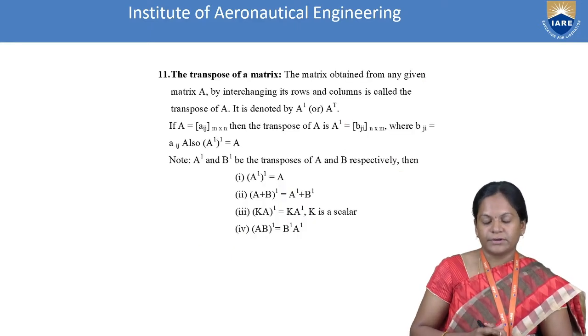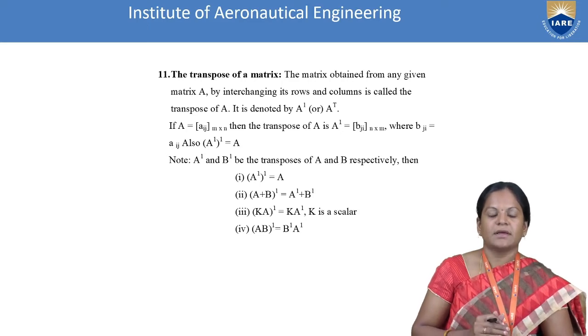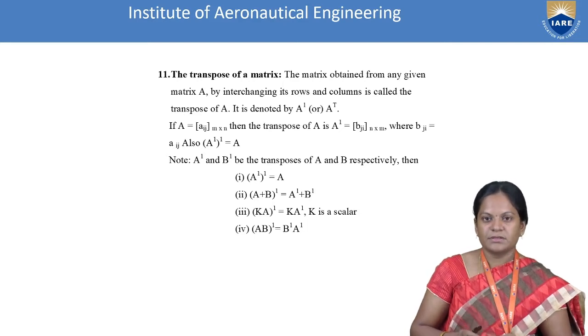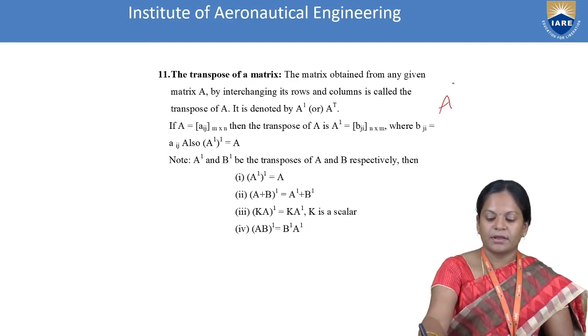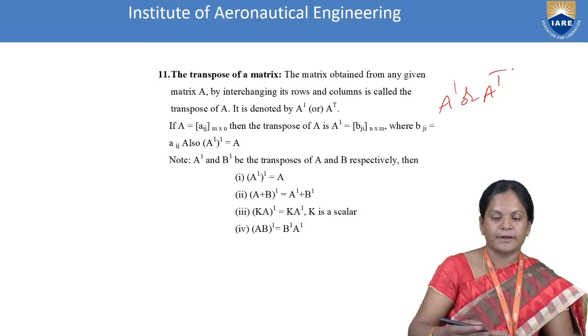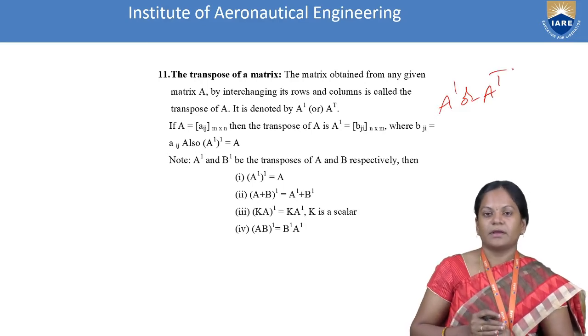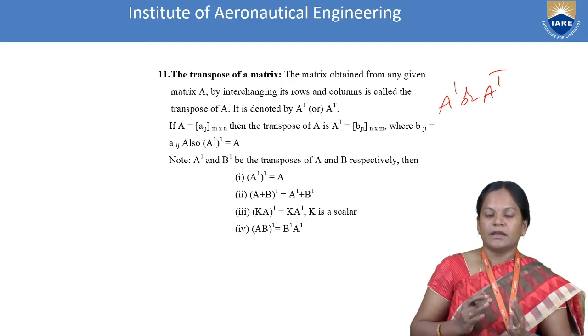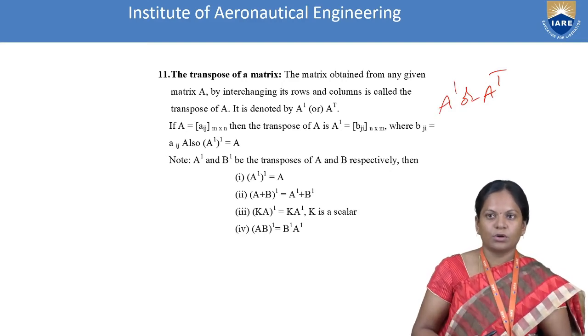Let's take the transpose of a matrix. What is the transpose of a matrix? The matrix obtained from any given matrix capital A by interchanging its rows and columns is called the transpose of A, and it is denoted by A dash or A transpose. So we write A transpose or A dash, which is nothing but interchanging rows into columns.